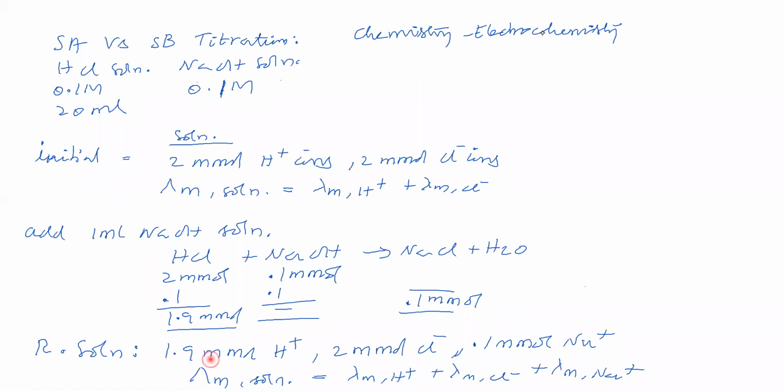How much H plus ions are reduced, that much Na plus ions are produced. That means H plus ions are replaced by Na plus ions. Due to addition of sodium hydroxide, H plus is replaced by Na plus. That means H plus takes OH minus and becomes water. Now, how the lambda m will be, that you see.